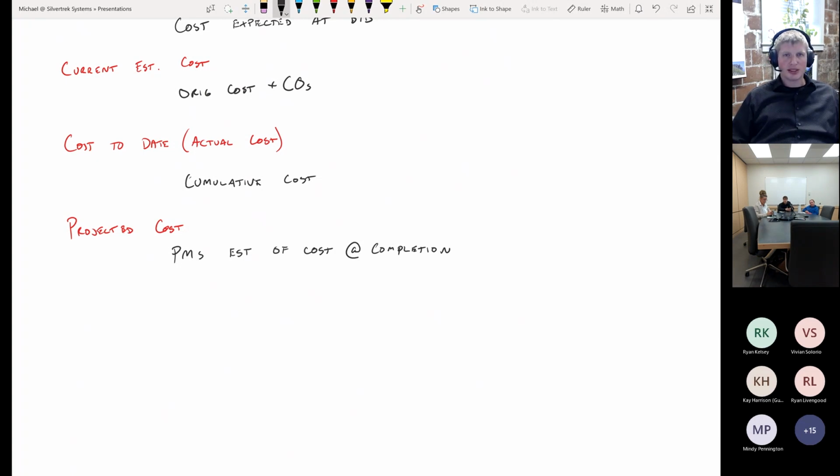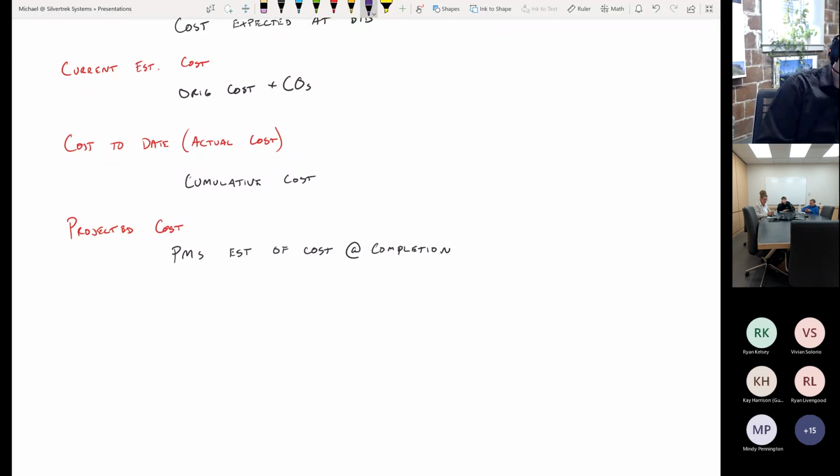As the job progresses, there's going to be some places where you get the job done with better productivity than what you bid. There's going to be some cases where you get it with worse productivity than what you bid. And as a project manager, you need to be the one who's in control of that, who's understanding what's actually happening and putting that down on paper.